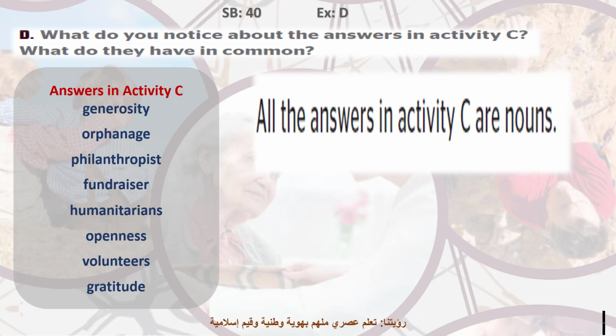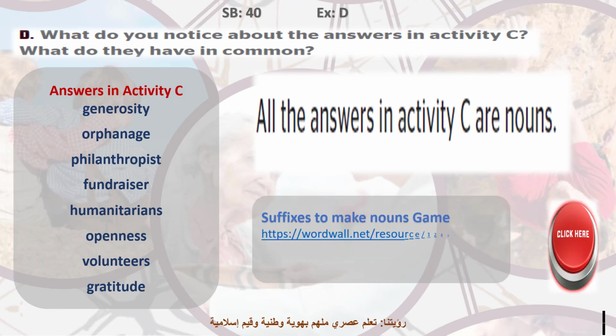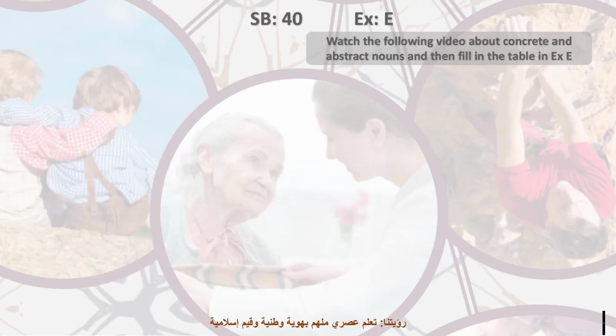Here is a good chance to have fun. Pause the video, copy the link of the game, and have fun. But don't forget, come back to do exercise E. Exercise E. Watch the following video about concrete and abstract nouns and then fill in the table in exercise C. Watch and take notes.